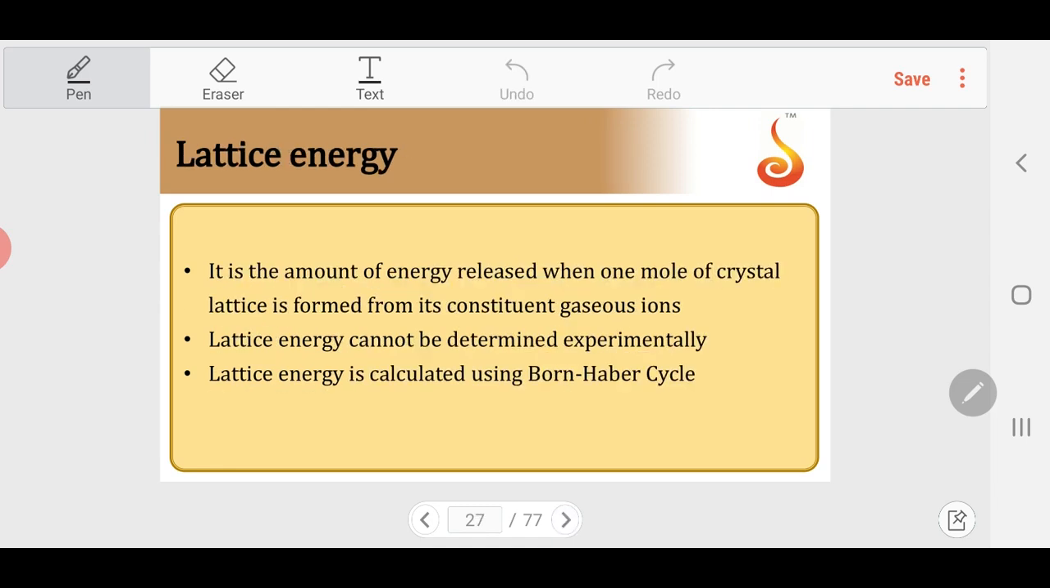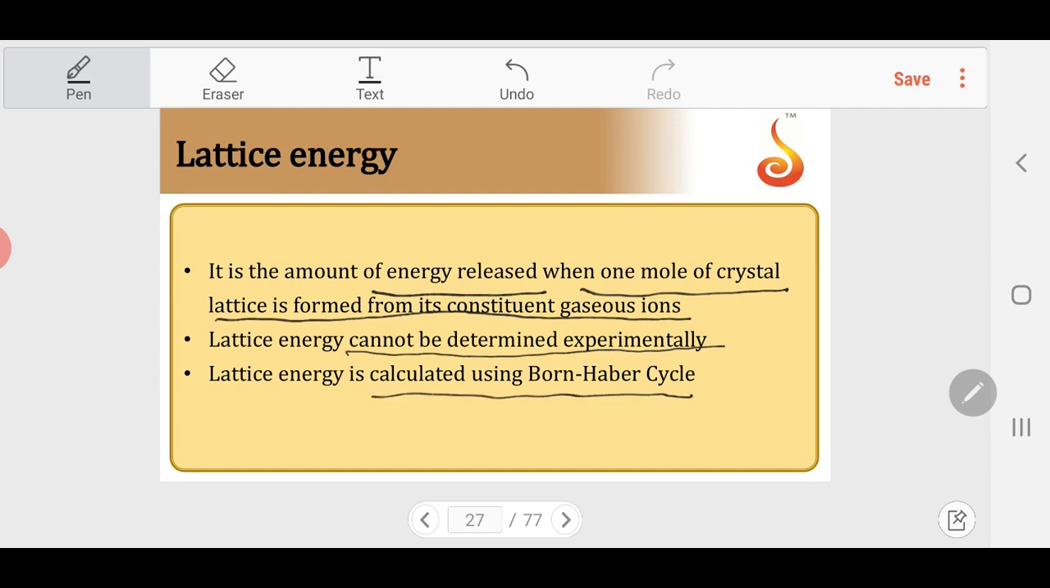Lattice energy is the amount of energy released when 1 mole of the solid crystal is formed from its constituent gaseous ions. So the ions are already in the gaseous phase, they are combining to form the solid, and that amount of energy released is called lattice energy. And lattice energy cannot be determined experimentally. So we can never determine the value of lattice energy experimentally. So we theoretically calculate it using the concept of the Born-Haber cycle. So what exactly is the Born-Haber cycle?